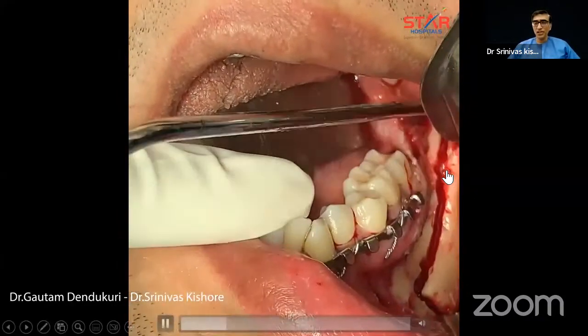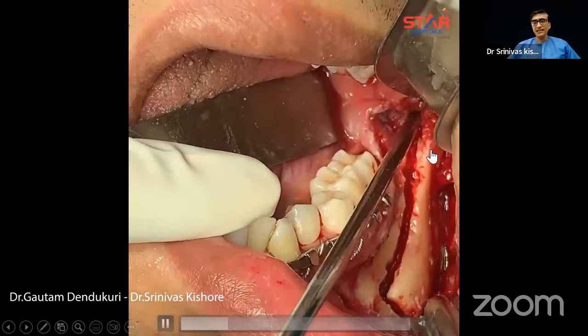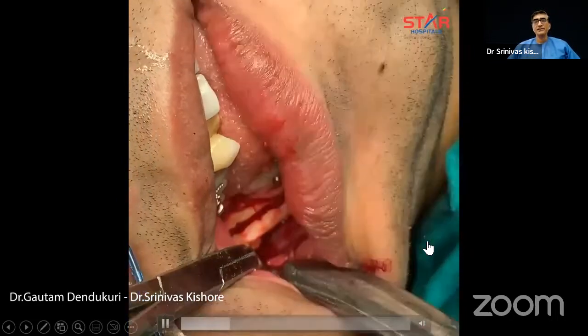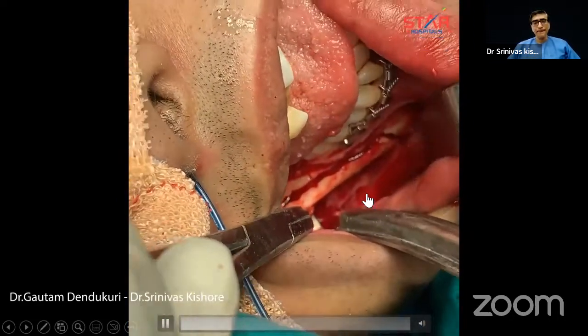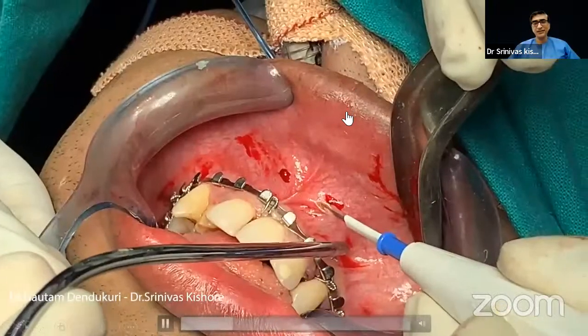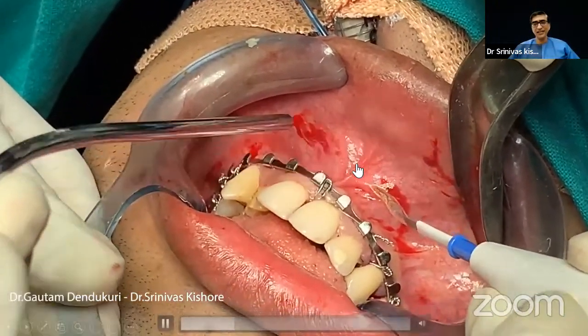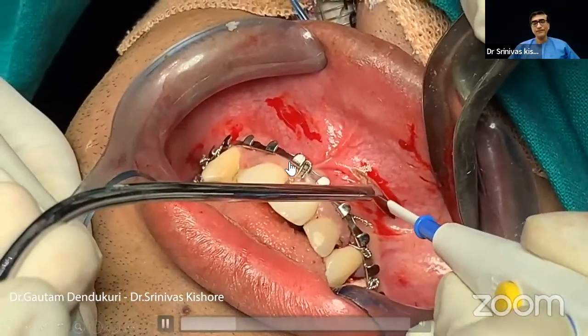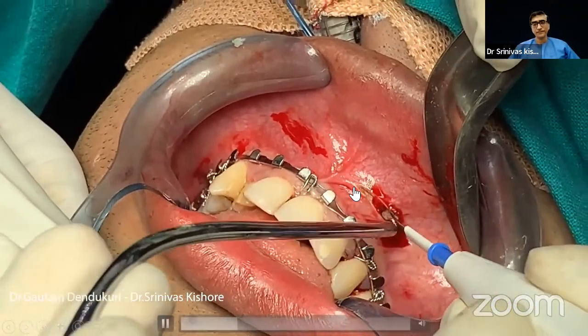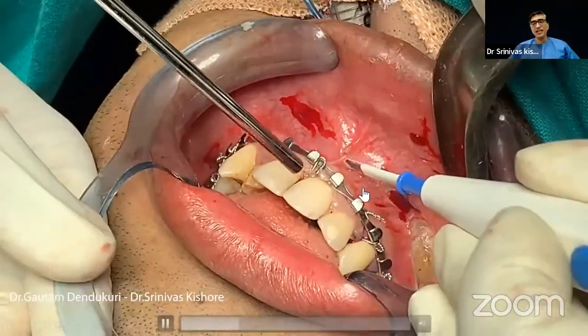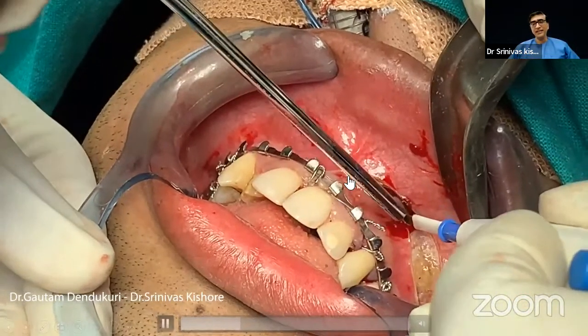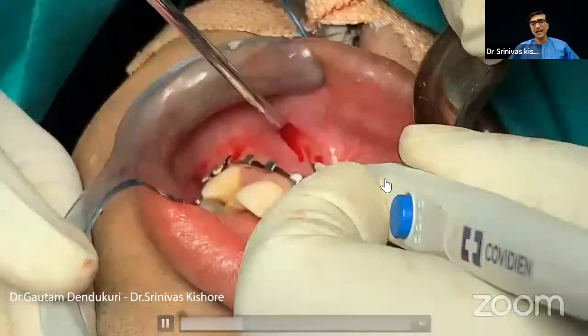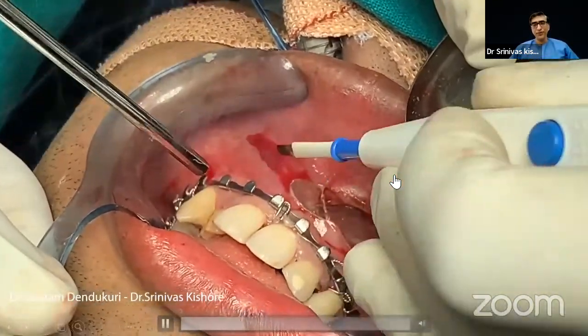This is the lower jaw, dear colleagues. This is the sagittal split. This is the nose. This is the oral cavity below, and this is the upper jaw. This is the junction between the gingiva and the mucosa there.